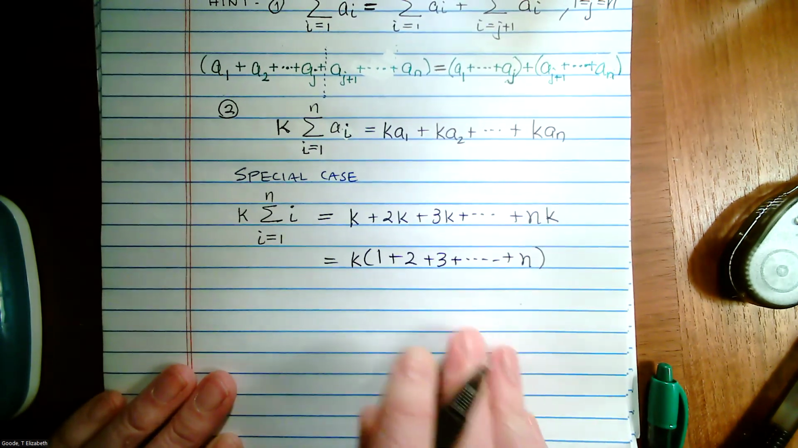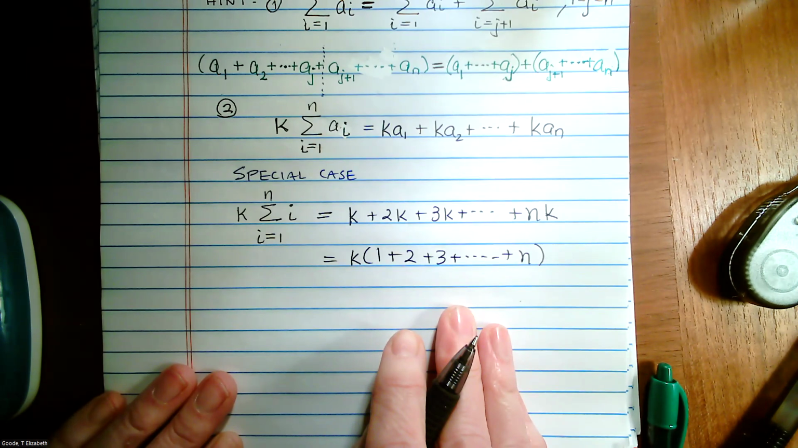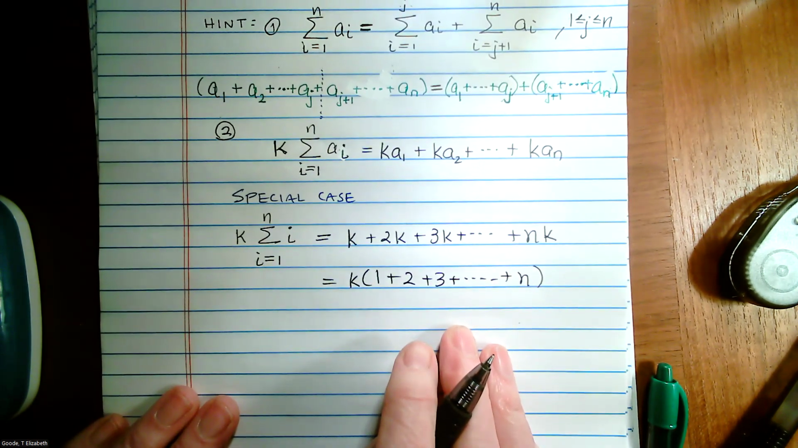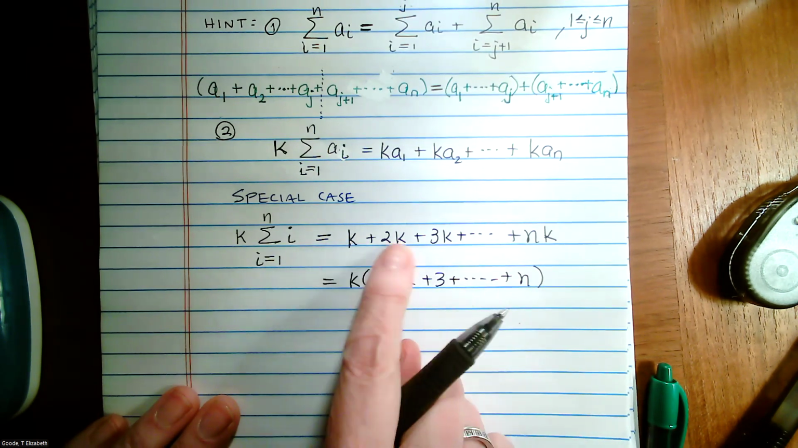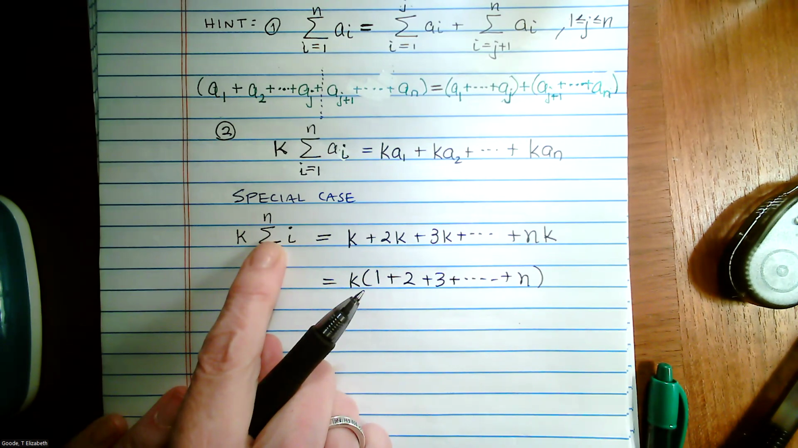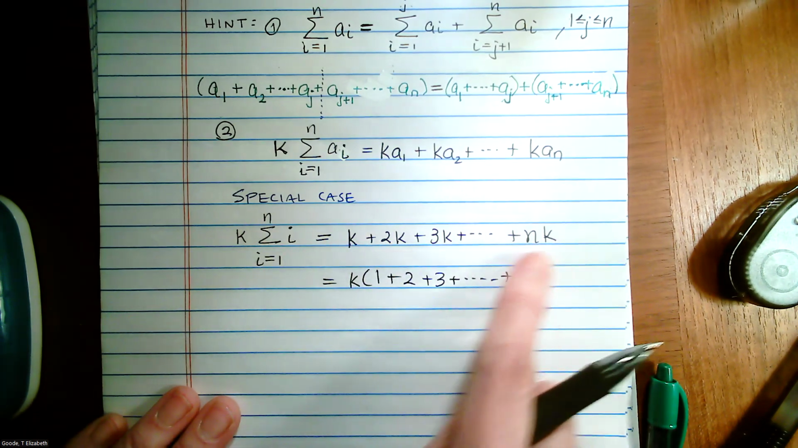Oh, so basically 1k, 2k, 3k. So we're just pulling a k out of each of these terms, because that's what this does. It multiplies each term in the sum by k.